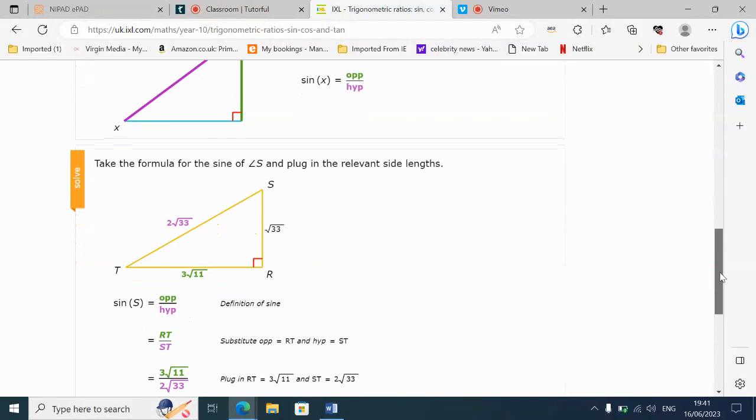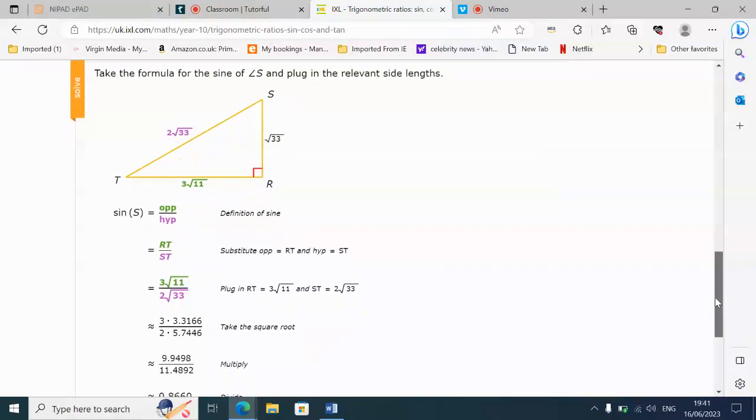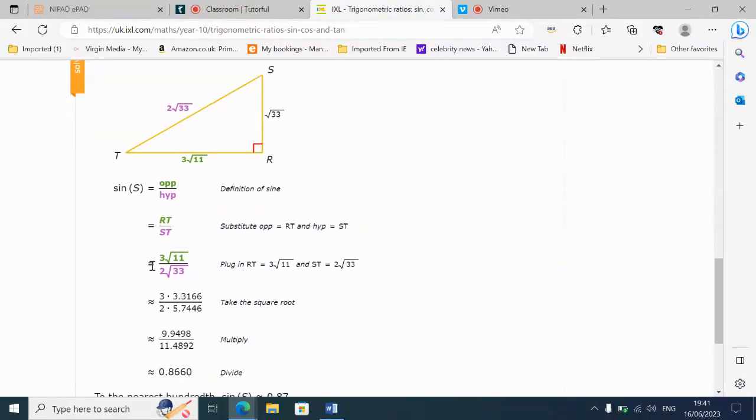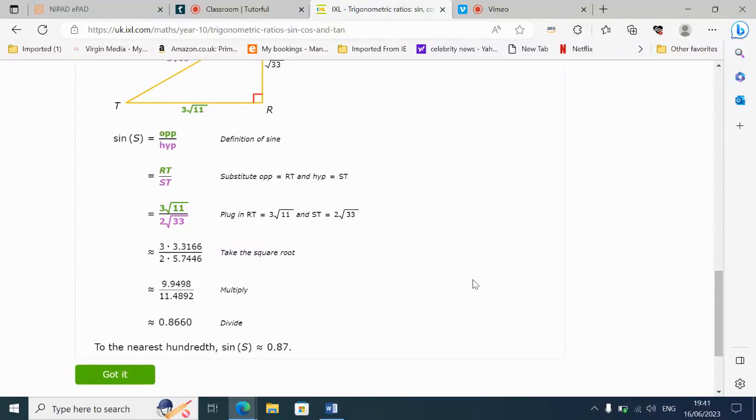So that's what they've put down. Do you see the plug in: RT equals 3 square root 11 and ST equals 2 square root 33? So first of all you need to find out what 3 square root 11 is. Can you do that for me and see if you can get the same answer?